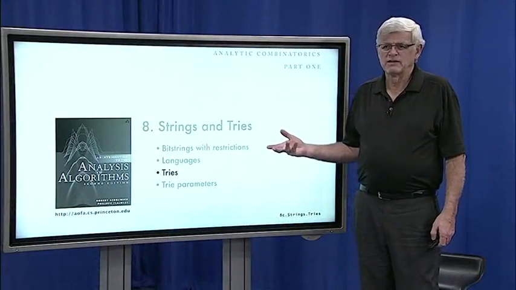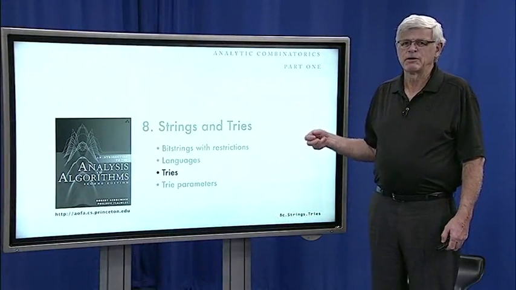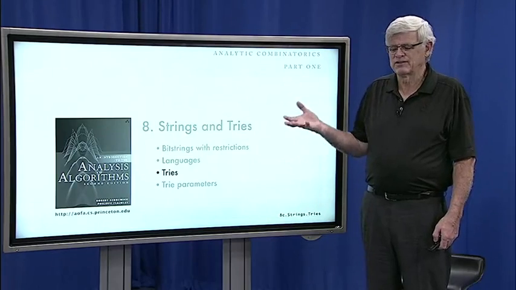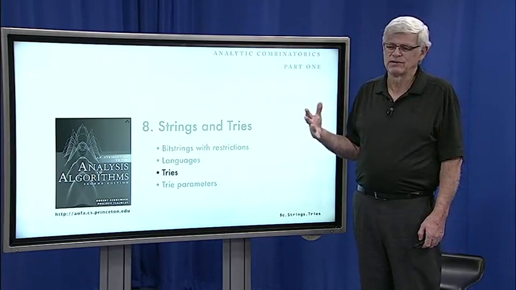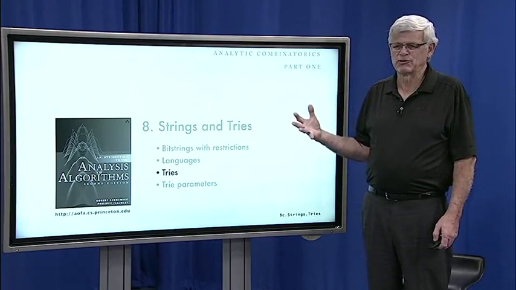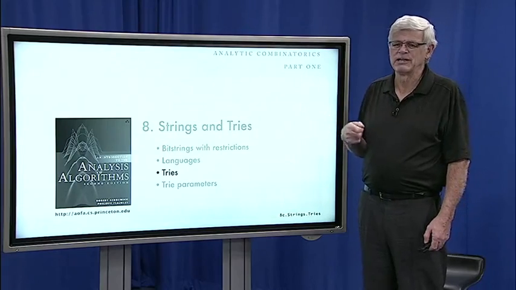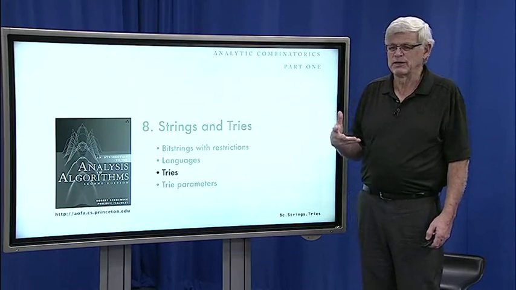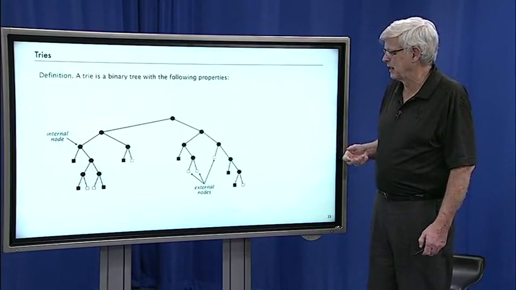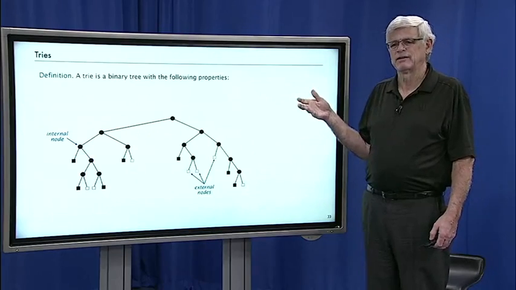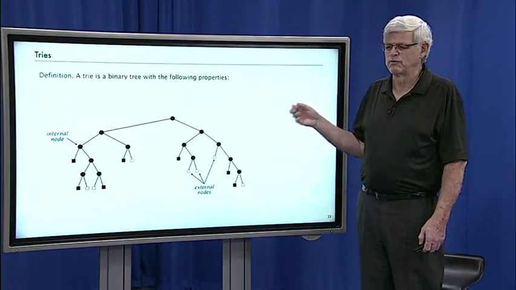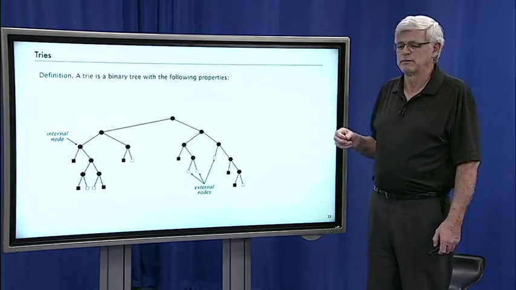Now we're going to look at tries, which is a class of combinatorial objects that really has only come into study in recent years due to computer applications. Not found in classical combinatorics, but actually are very interesting, with rich combinatorial and analytic properties. So I'll spend some time really just talking about what tries are and their applications before we talk about the analysis.